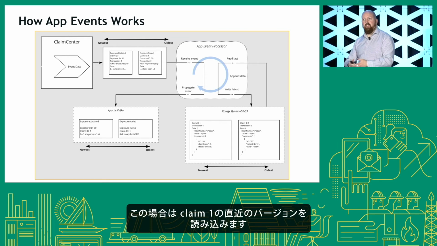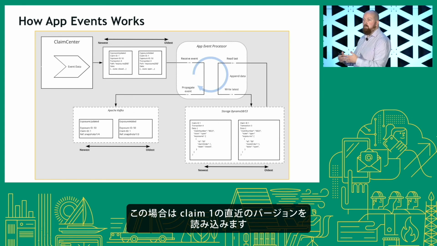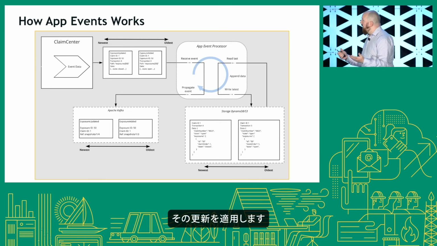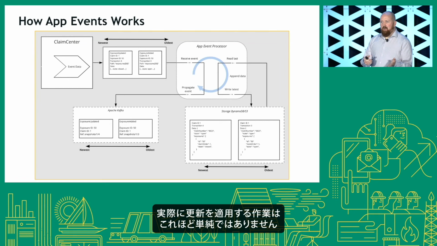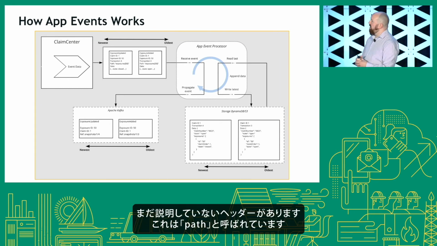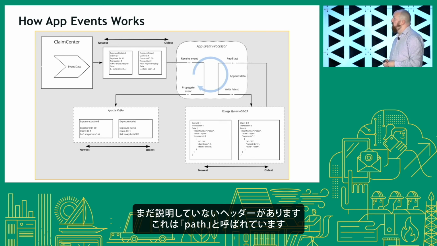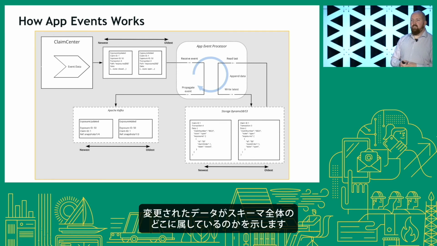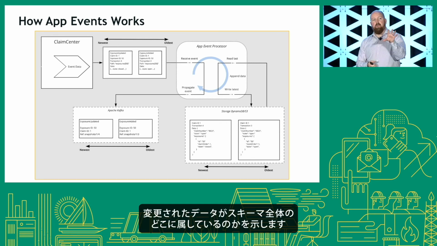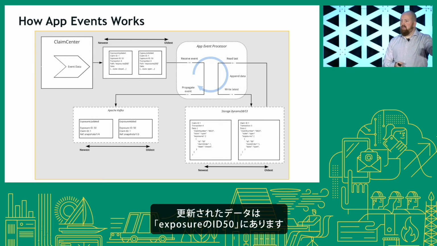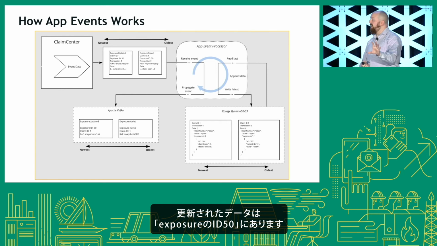So in this case, we are looking up the last version of claim 1. We apply that update. Now, applying that update is a little less straightforward than it may sound. Notice that there is a header I haven't explained yet. It's called path. This tells us where the changed data belongs in the entire schema. So in claim, the updated data is at the path exposures where the ID is 50.